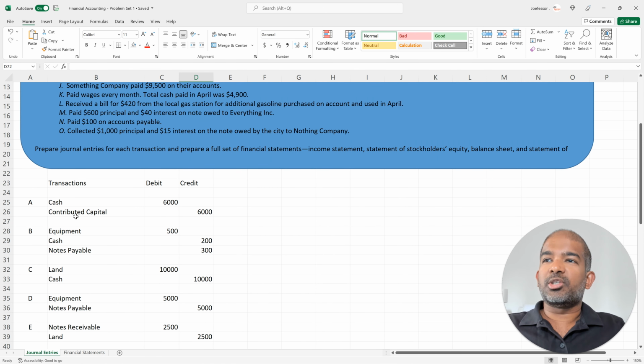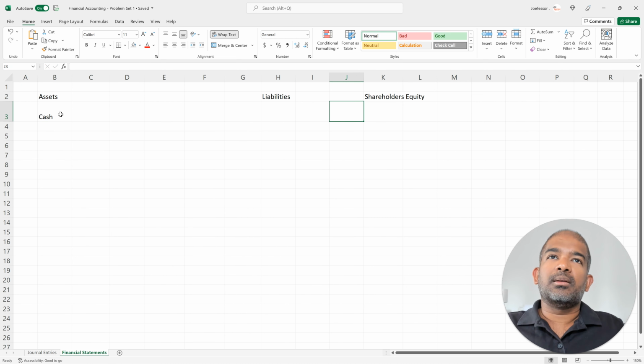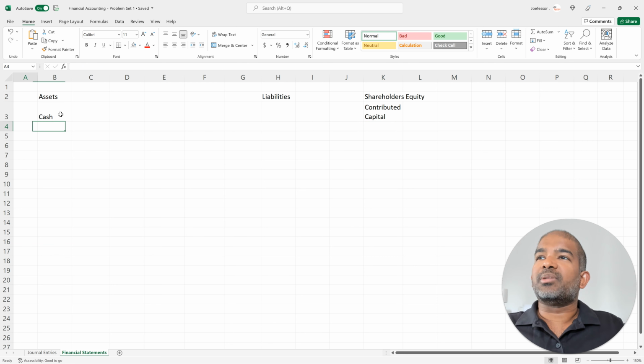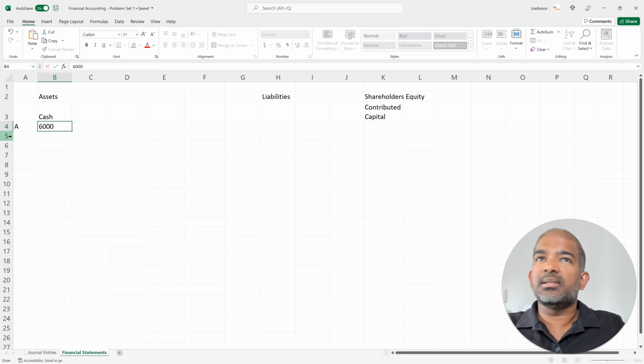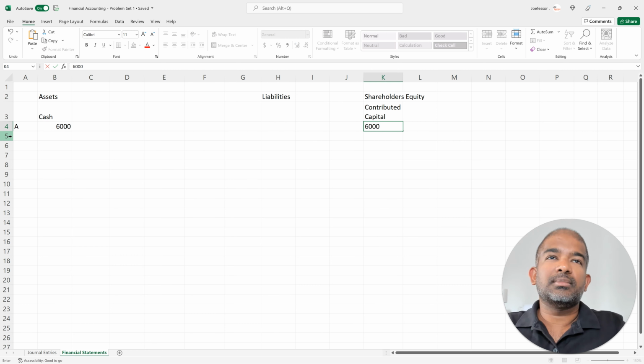Cash is an asset, contributed capital goes under stockholders equity. So we're going to start with cash, and contributed capital goes under stockholders equity. For transaction A, cash increases by 6,000. So that's 6,000, and contributed capital of 6,000.